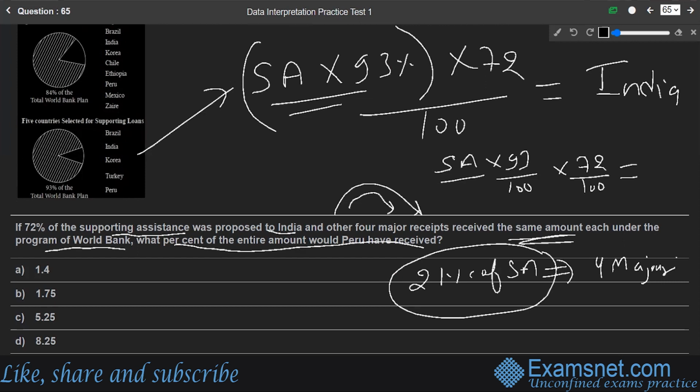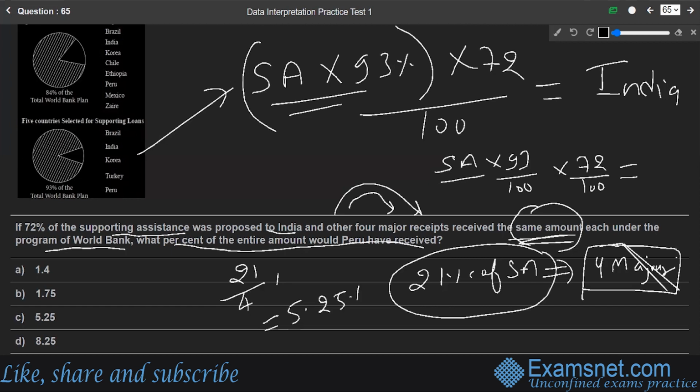Now the remaining 4 major recipients are supposed to distribute this 21% equally, as they say, same amount. So each would have received simply 21 by 4%, that is clearly 5.25%. So each country would be receiving 5.25%. That becomes the right answer.